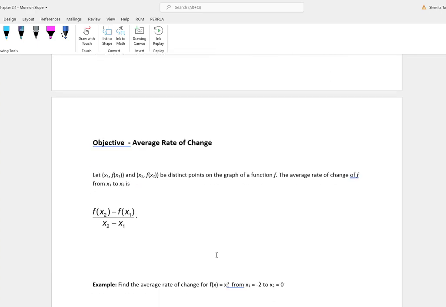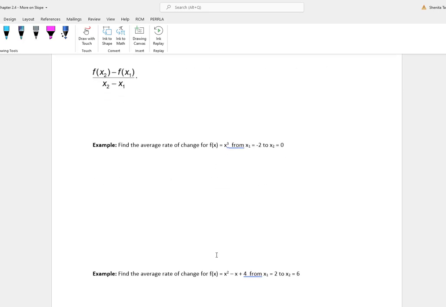Alright, the last page, we're going to talk about the average rate of change. We're going to let (x1, f of x1) and (x2, f of x2) be distinct points on the graph of a function f. The average rate of change of f from x1 to x2 is this formula: f of x2 minus f of x1 all over x2 minus x1. So let's figure out the average rate of change for f of x equal to x cubed from x1 equal to negative 2 and x2 equal to 0.